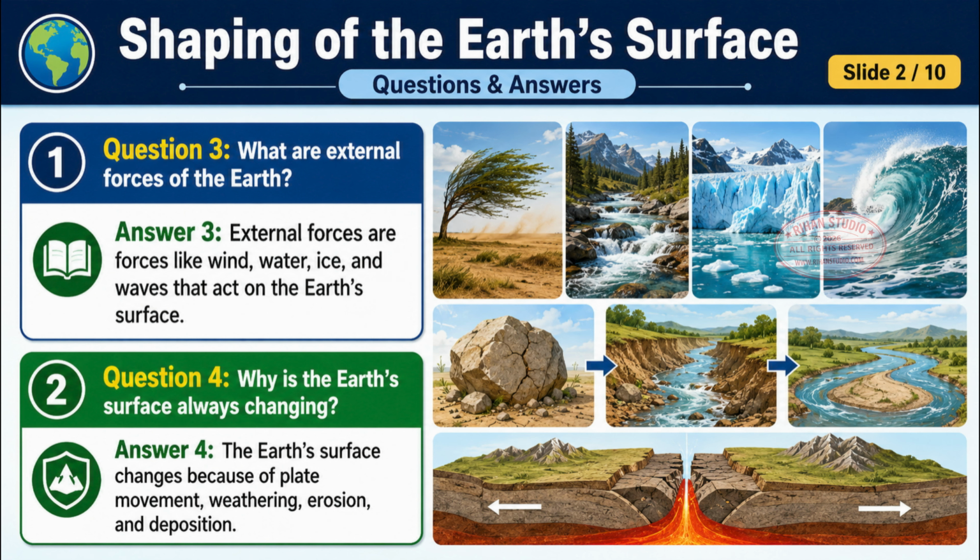Question 3. What are external forces of the Earth? Answer 3. External forces are forces like wind, water, ice, and waves that act on the Earth's surface. Question 4. Why is the Earth's surface always changing? Answer 4. The Earth's surface changes because of plate movement, weathering, erosion, and deposition.